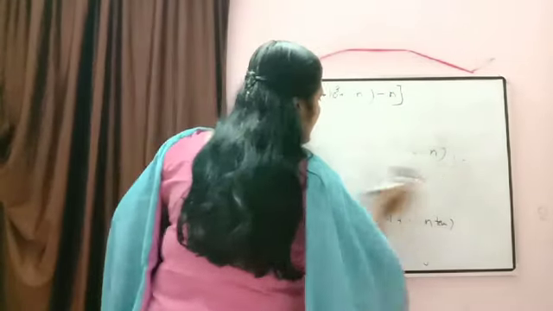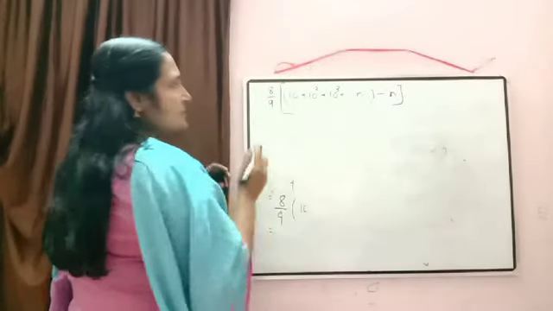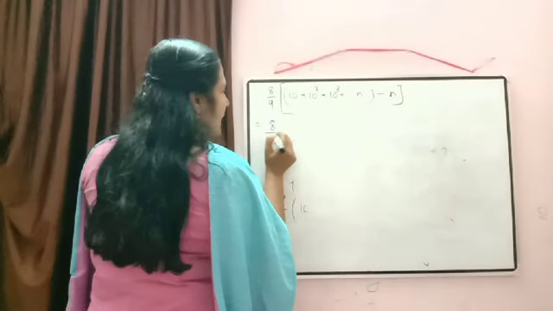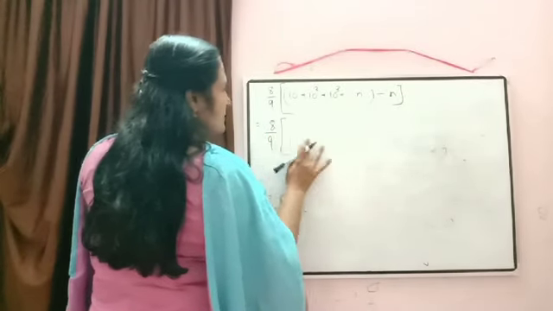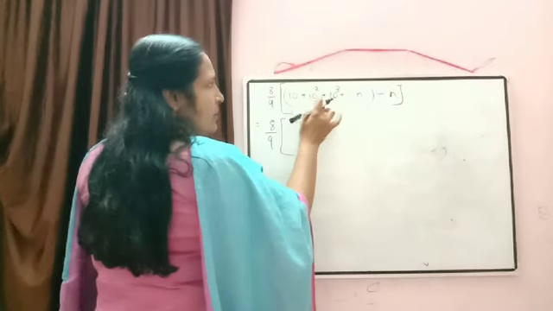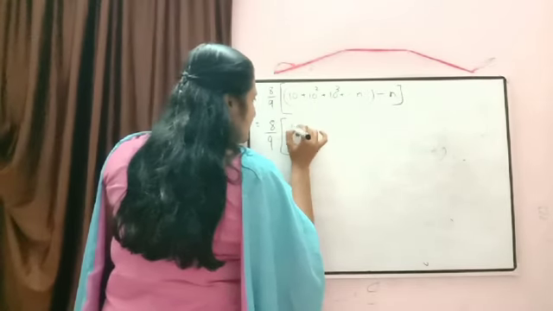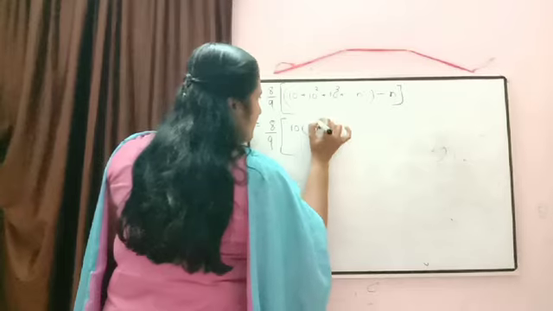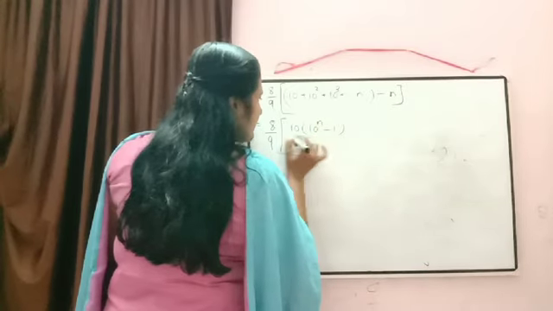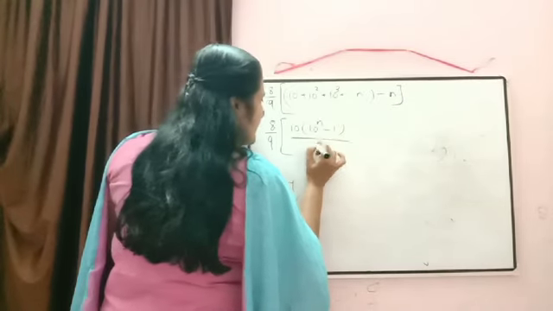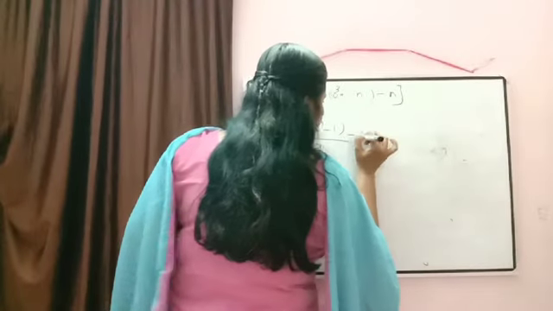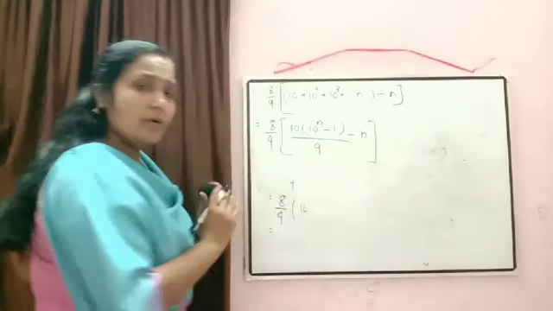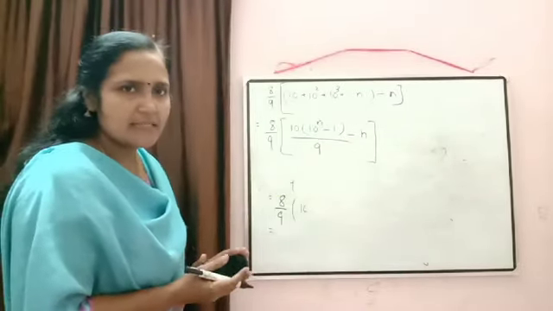Now check that expression. 10, 10 square, 10 cube form a GP. What is the first term of that GP? 10. Common ratio is 10. So we can use the formula: 10 into 10 raised to n minus 1, divided by 10 minus 1, which is 9, minus n. This much only you have to write. So I think this question is clear.